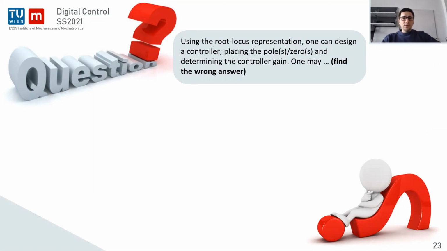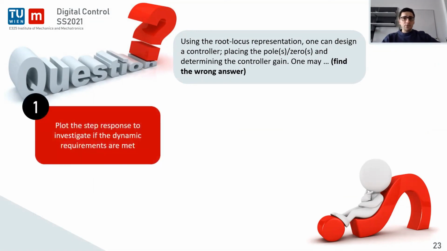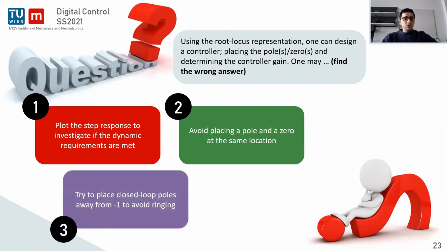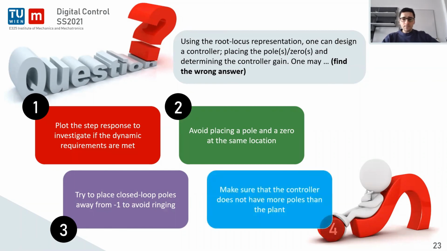So the idea is to find the wrong statement once again. Using this method on Matlab, for example, you can plot the step response to investigate if the dynamic requirements are met. You should avoid placing a pole and a zero at the same location. You should try to place closed loop poles away from -1 to avoid ringing. And you should make sure that the controller does not have more poles than the plant. So there's only one wrong answer.